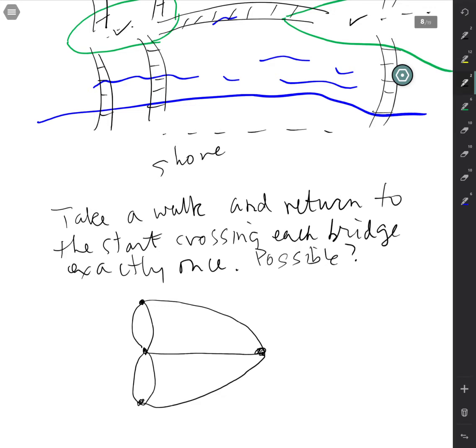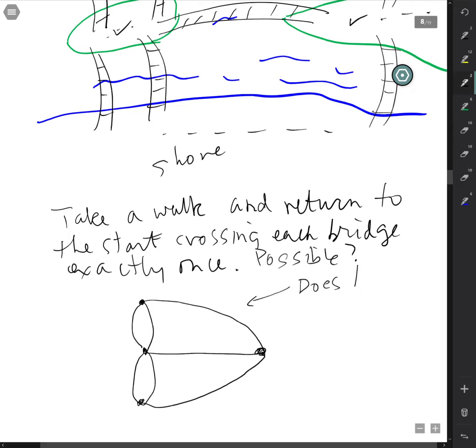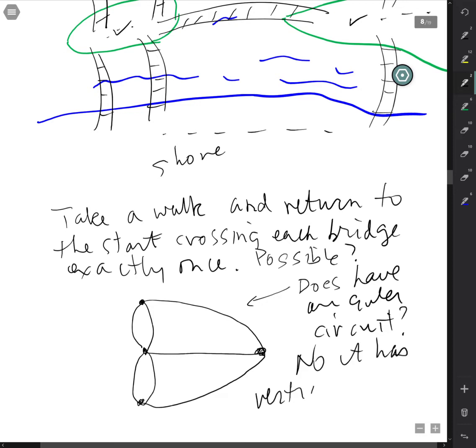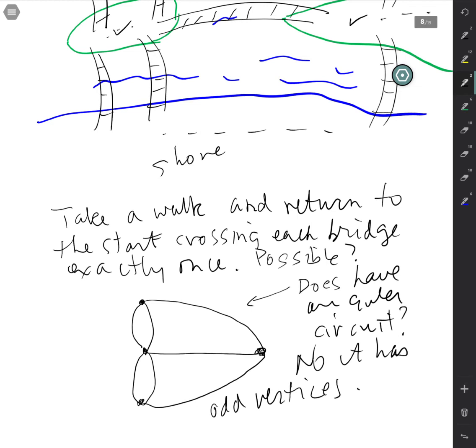And so this is a graph, and the question is, can you cross each edge exactly once and return to the start? Does this have an Euler circuit, is a way to phrase it. And the answer, because the degrees are all odd, no. It has odd vertices, the way we would say it, vertices of odd degree. In fact, it doesn't even have an Euler trail where you can start one place, cross them each, and end someplace else, because it has 4 odd vertices. So that's the Königsberg bridge problem in the context of Euler circuits.